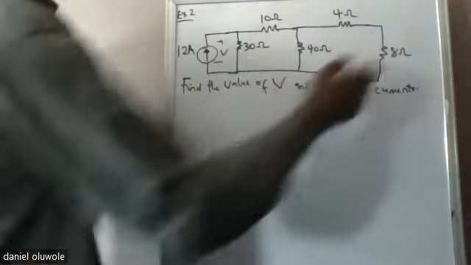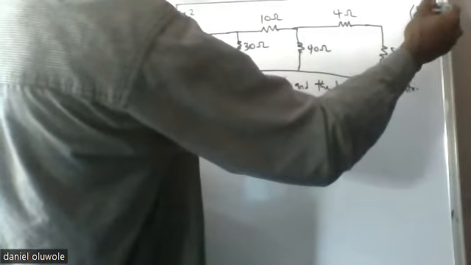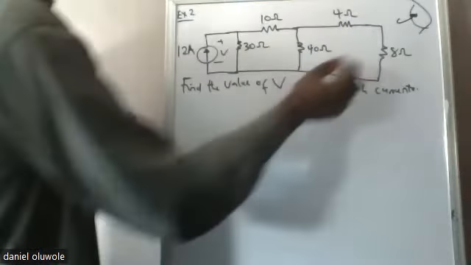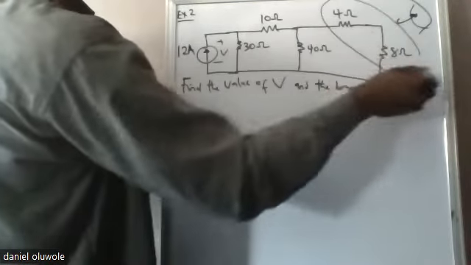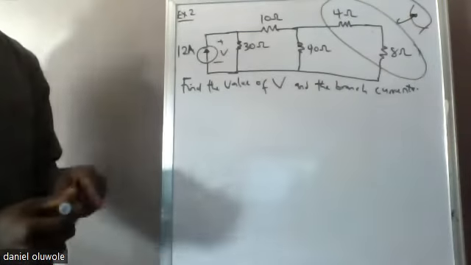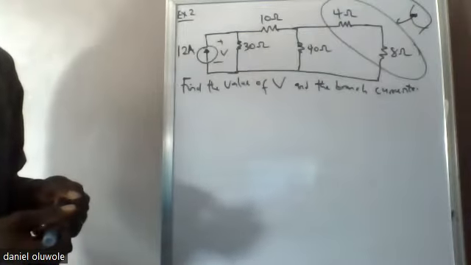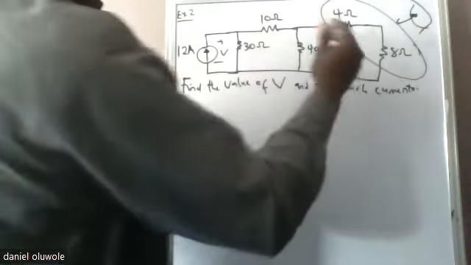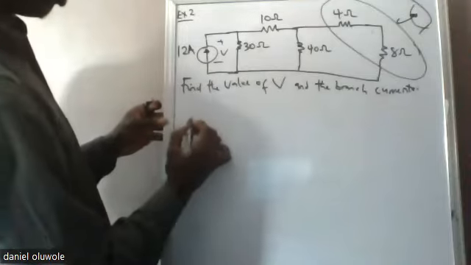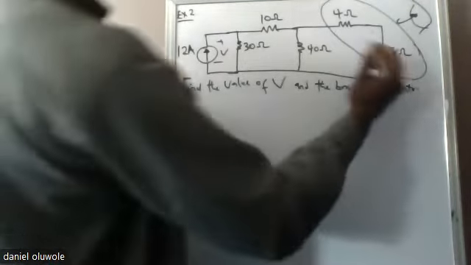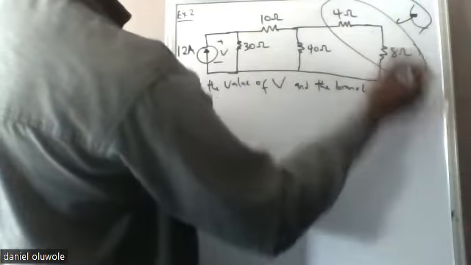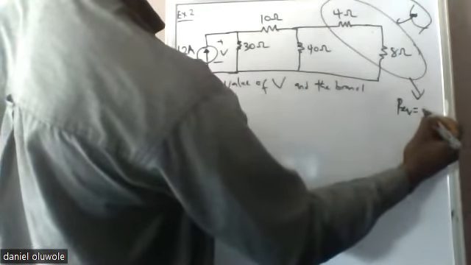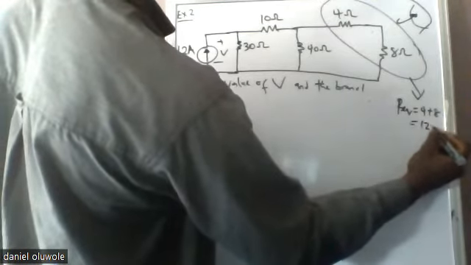So it's usually good to start your analysis from here. Looking at it from this point, you will see that these two are in what? They are in series. Exactly. These two are in series. So we have 4 and 8 in series. And so what that means is that the equivalent of these two, the R equivalent, will be 4 plus 8, and that's 12 ohms.